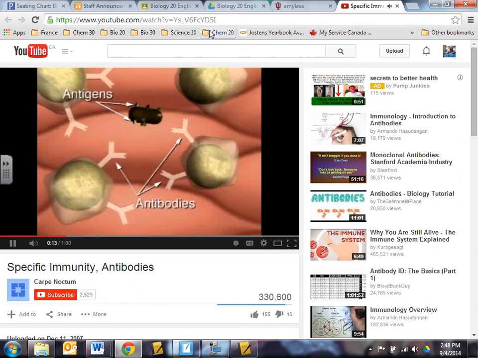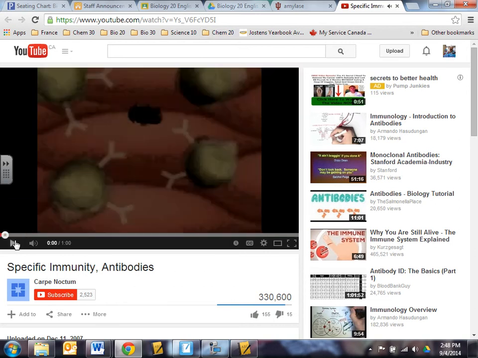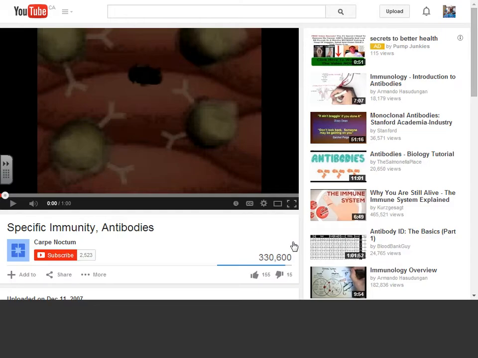Each type of antibody binds to one. Here, we'll go back to the beginning so that you can see it. So this is just a little brief picture of what an antibody does, just so that you have an idea of what the protein is actually doing. We'll make it big.